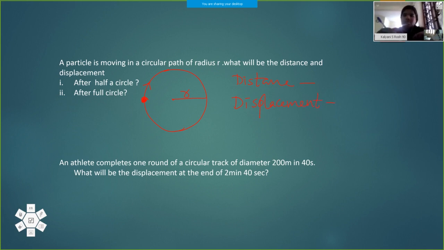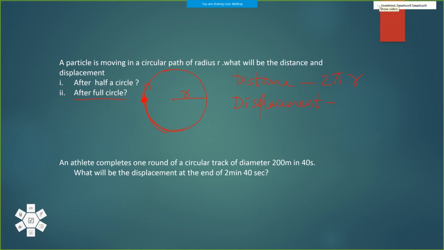After full circle, let us see. After full circle, first we can see. So starting from here, it moves and completes one revolution and reaches here. Then what will be the distance, the total path traveled? Total path, it is moving along the circumference of this circle. So total path is the circumference, that is 2 pi r. So distance traveled is 2 pi r.